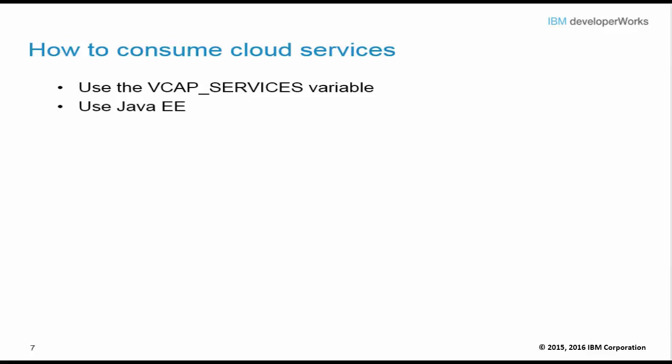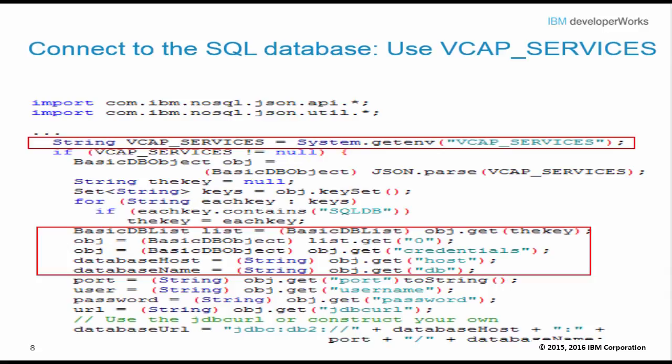As we have gone over, there are two ways to consume the cloud services. We can use the vCap services environment variable or the standard Java EE way of binding services. In this example, we are parsing the vCap services variable for SQLDB cloud service to obtain the host name where the database is running, the database name, port number, user and password information. This will enable us to bind the application to the cloud service.